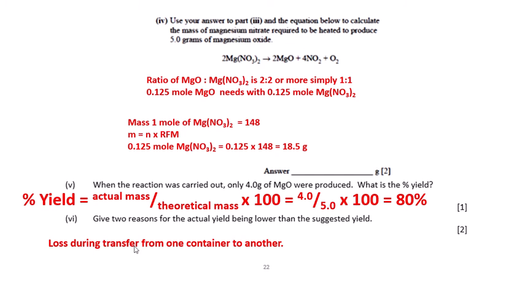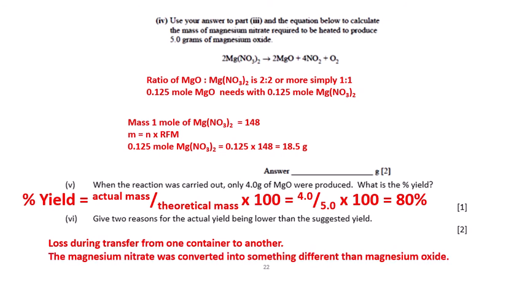Why do we not get 100%? Well, you remember when you transfer things, if you put one container onto another, you get a wee bit sticking, so lost during transfer from one container to another. The magnesium nitrate can sometimes have side reactions, can be converted into something different other than magnesium oxide. And then the other one was that theoretical thing called equilibrium. The reaction doesn't go to completion, the products can turn back into the reactants. So that's the other one. So any 2 from that list would give you the 2 marks if those came up.